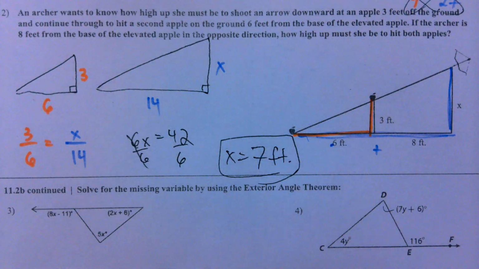So that's not a whole lot of word problem practice, but it's pretty straightforward. It's the same exact process no matter what context we have. So before we move forward to the exterior angle problems, is there any questions I could answer?